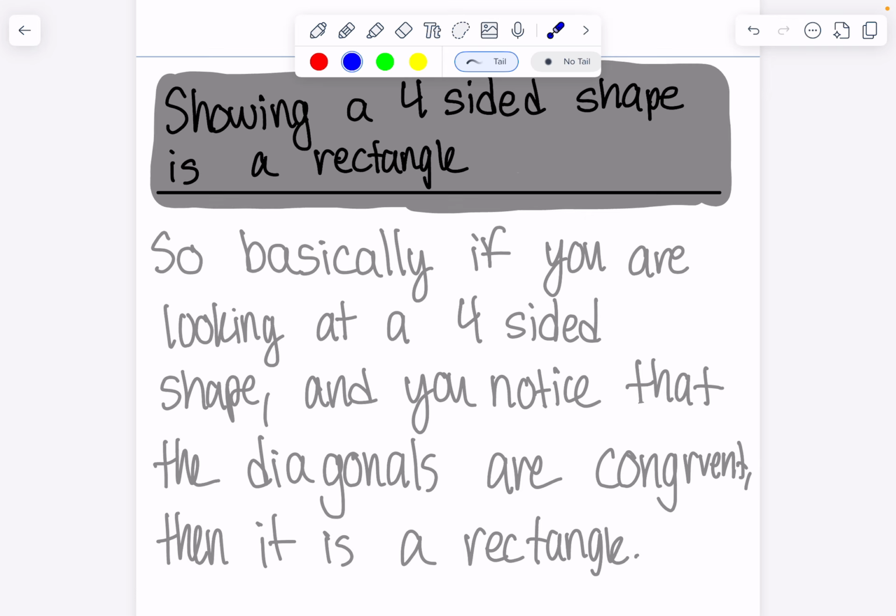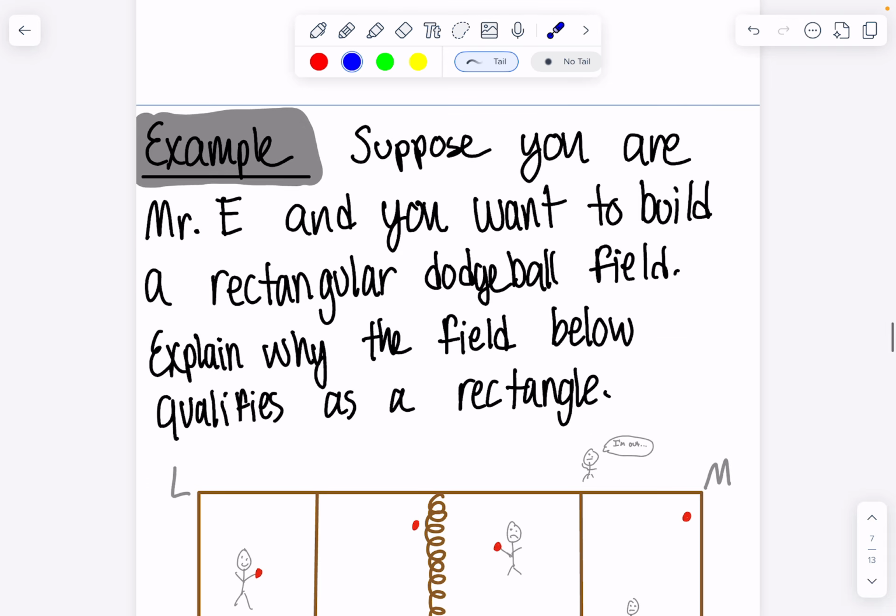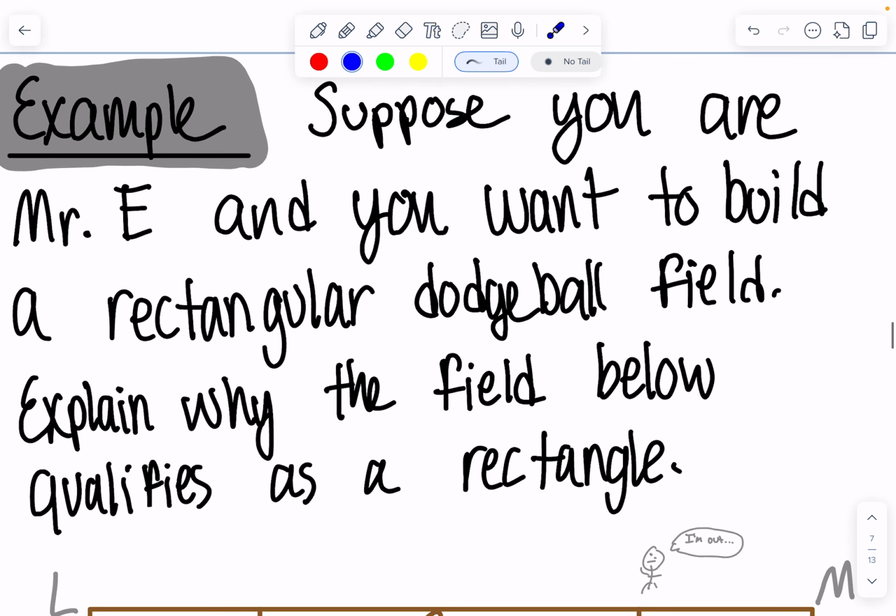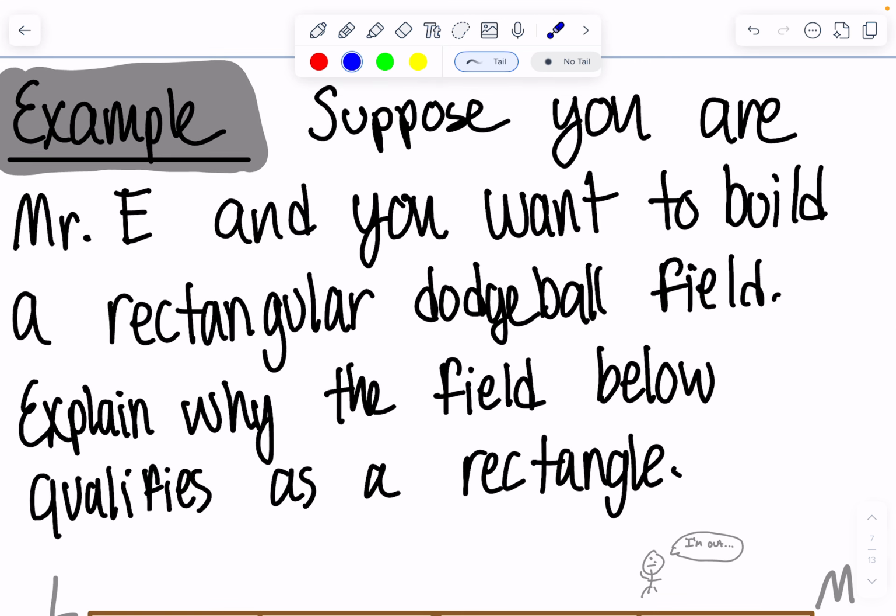If not, we are going to move right on with my favorite example of the day. This is a dodgeball example. So suppose you are Mr. E, aka my boss, aka your principal. Put yourself in his shoes and you want to build a rectangular dodgeball field, but not just any dodgeball field, one that meets professional standard qualifications.